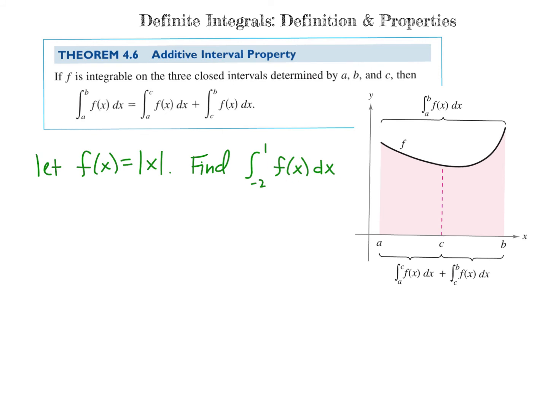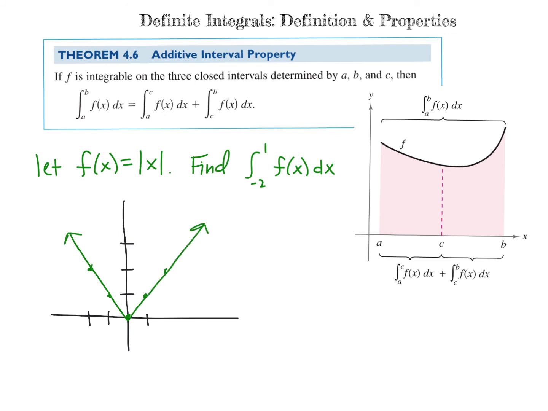So let's sketch this. We want to go from -2 to +1, and our function, the absolute value of x, looks just like this, and it forms a V. And to the left of the y-axis here, when x is negative, it is simply the line y equals -x, and over here to the right, it's just the line y equals x.